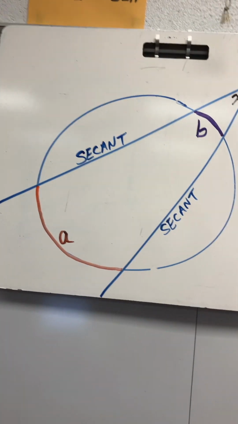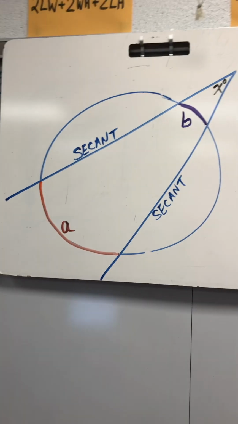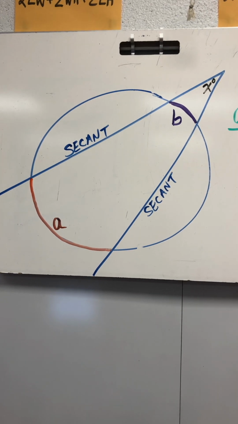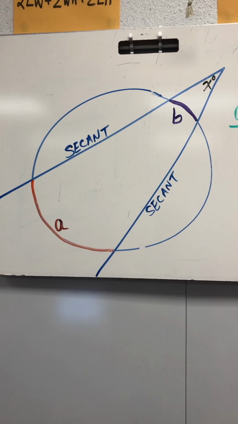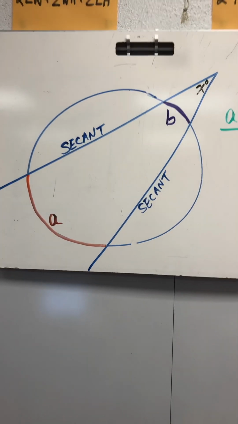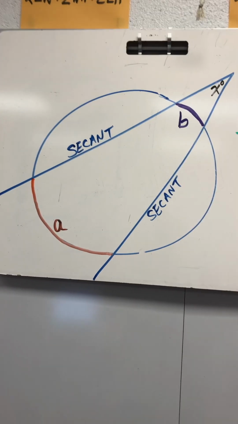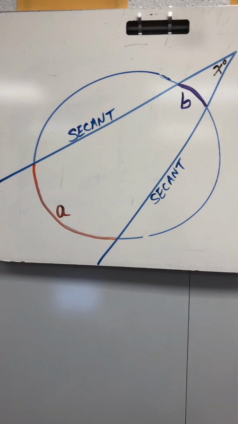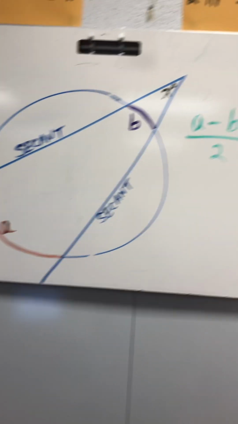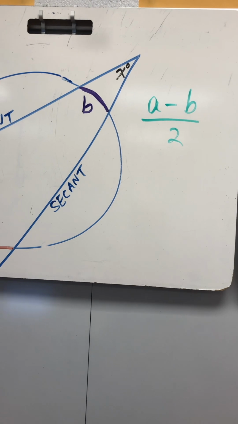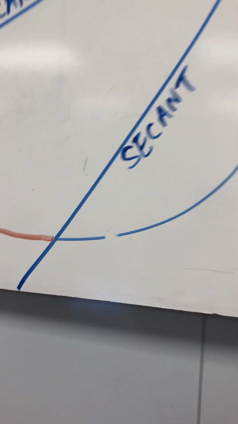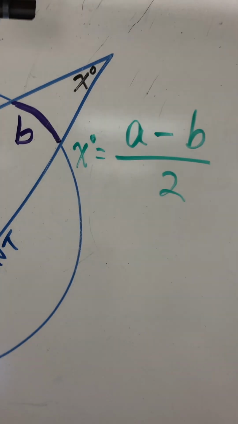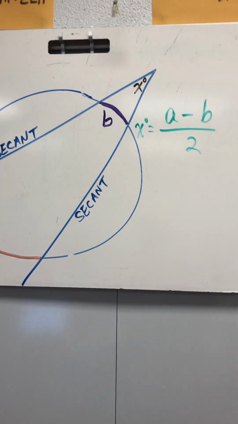These blue segments are called secants. Secants go through the circle. So how would I find the measure of angle X, or X degrees? All I would do is take arc A minus arc B, hit equals, and divide by 2. A minus B divided by 2. That would be X degrees. X degrees equals A minus B divided by 2.